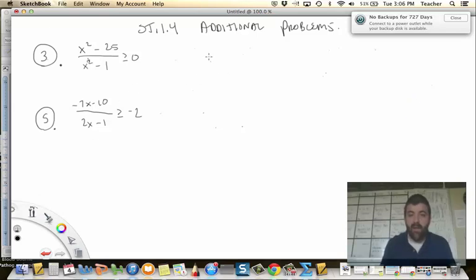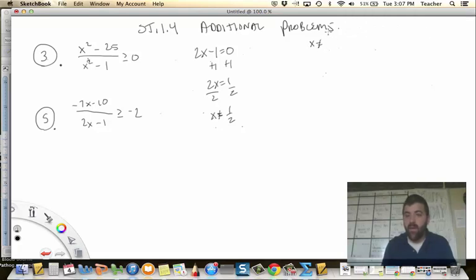If I do this problem here, I first want to figure out what would make this equal 0. So I take this 2x minus 1, and I set it equal to 0. I add 1 to both sides. 2x equals 1. Divide by 2. So we get x equals 1/2. So x cannot equal 1/2. Let's put that up here. X cannot equal 1/2. Okay? So I got that figured out.